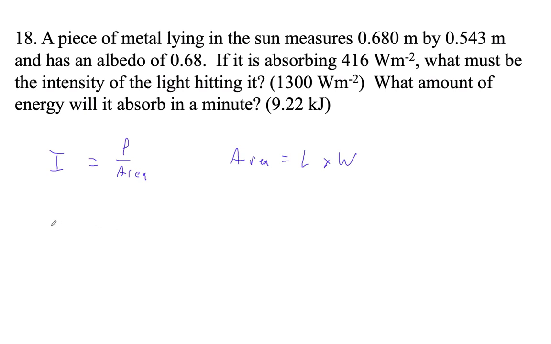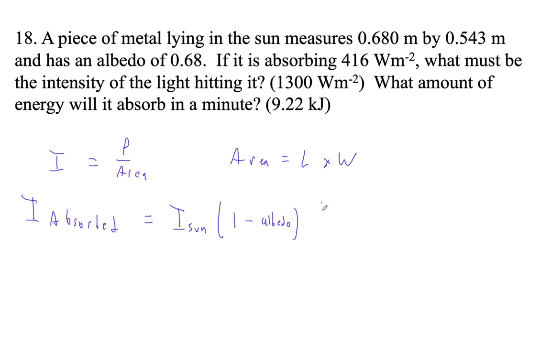We know that the intensity absorbed, okay, is going to be the intensity of the sun times 1 minus the albedo. All right. Intensity absorbed is going to be the intensity of the sun times 1 minus, because remember, albedo is how much is reflected. So to get the amount absorbed, you have to go 1 minus that, right?